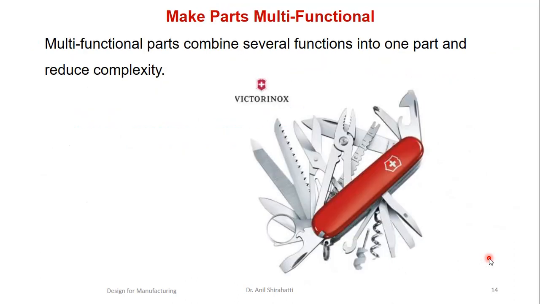Next is make parts multifunctional. All of you know this one. This is a Swiss knife. So what is its function? It can be used for multiple purposes. You can cut your nails. You can open the cork of a bottle. You can use it as a scissor. Many functions. So your product should be like that. Multiple functions of different parts or products can be combined into a single product. It will have a better market value.